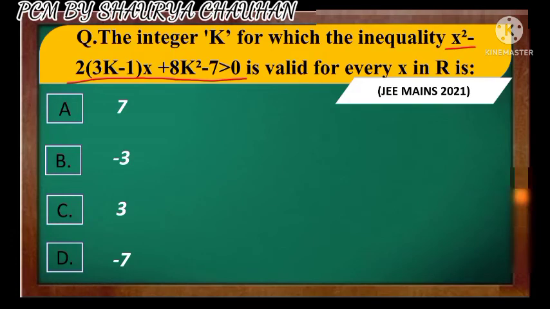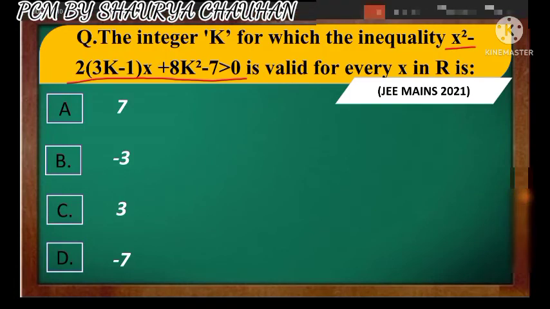So your time ends now. I hope you have solved this question. So now let's solve it together. Let's write the quadratic inequality: x square minus twice of (3k minus 1) into x plus 8k square minus 7 greater than 0.